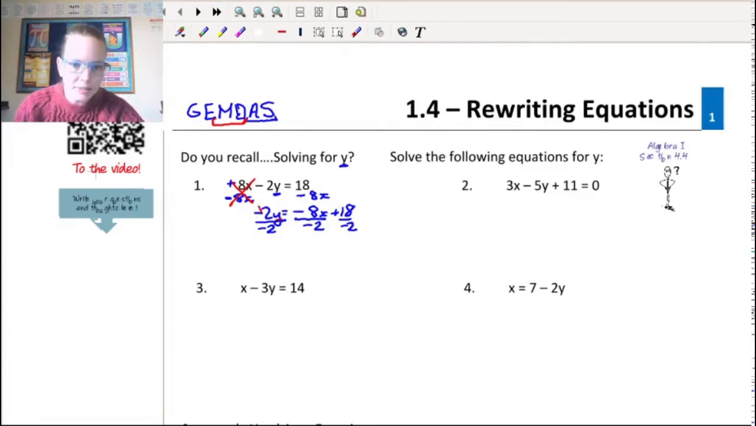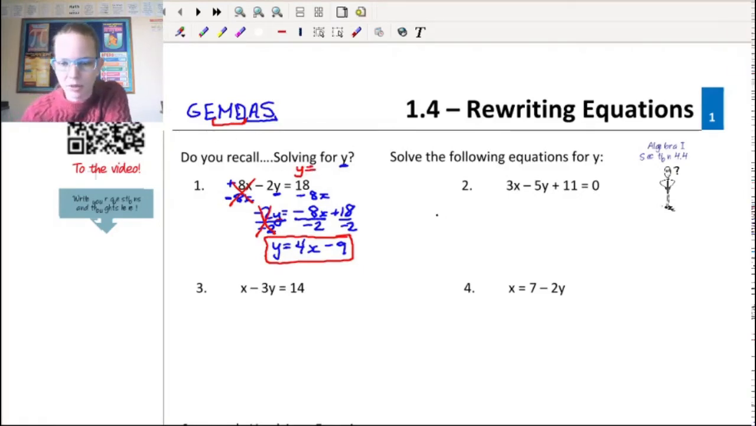On the left-hand side, the negative 2's cancel, we're left with y. And on the right-hand side, negative 8 divided by negative 2 is positive 4x. 18 divided by negative 2 is negative 9, and that would be my final answer. Y is by itself. I got y equals. So again, solve for y means we want it to end with y equals something. Let's take a look at the next example, number 2.